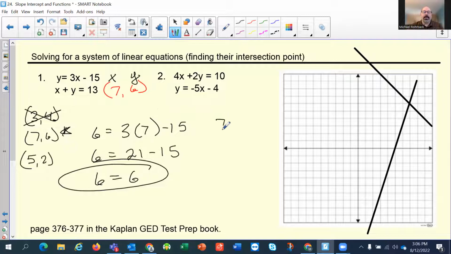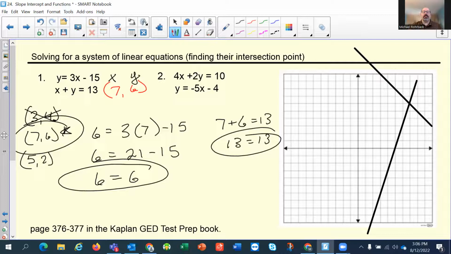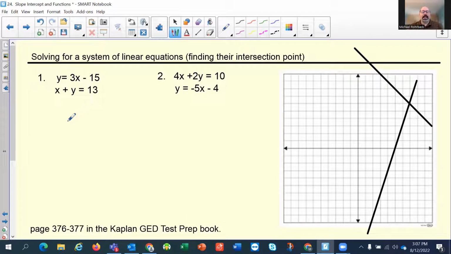So x, 7, plus y, 6, equals 13. Yeah, okay. So it works. Boom. There's our answer. We mark it and move on. And that's probably faster than doing all of this. Okay, so that's one technique you can use.